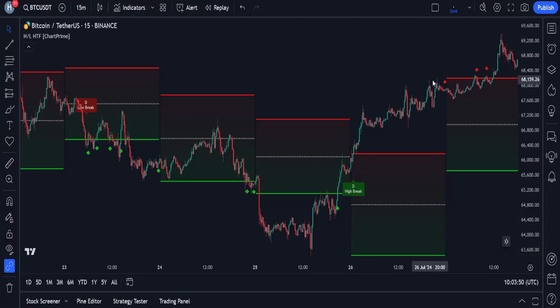What else is left? Let's see. Yes, these red and green squares. These indicate support and resistance points. These points are going to be plotted whenever the current time frame's high or low interact with the higher time frame levels. I'm going to go over how we can use this indicator to trade. But before that, let's see how customizable this indicator is.